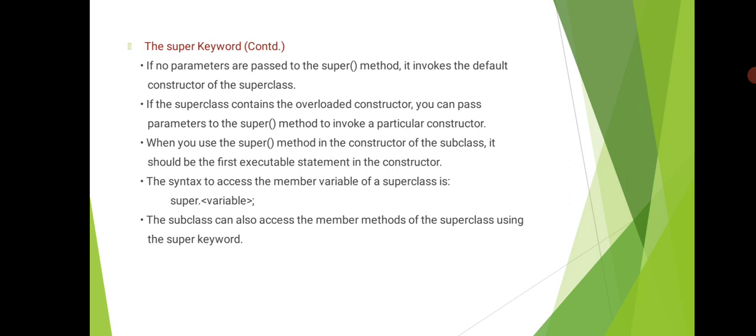When you are accessing the superclass constructor, the super keyword acts like a method. When you are accessing the superclass variables and methods, it acts like an object name and dot operator. That is, super will act like an object name: super dot variable name, super dot method name. Like that we can access the superclass variables and methods inside a subclass using the super keyword.